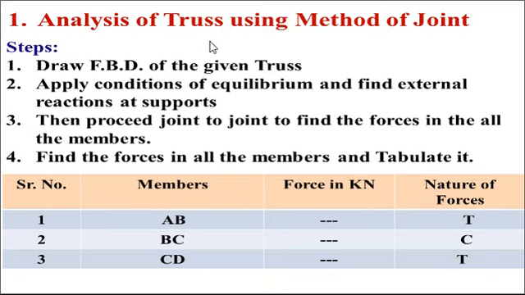Now, how to analyze using the method of joints? First of all, for whatever truss is given, you have to draw the free body diagram. Free body diagram means the diagram should be separated from supports. Apply the condition of equilibrium and find out the external reactions. After drawing the free body diagram, use the equilibrium conditions to find the external unknowns. Then proceed joint to joint, one by one, to find the forces in all the members, and tabulate them.